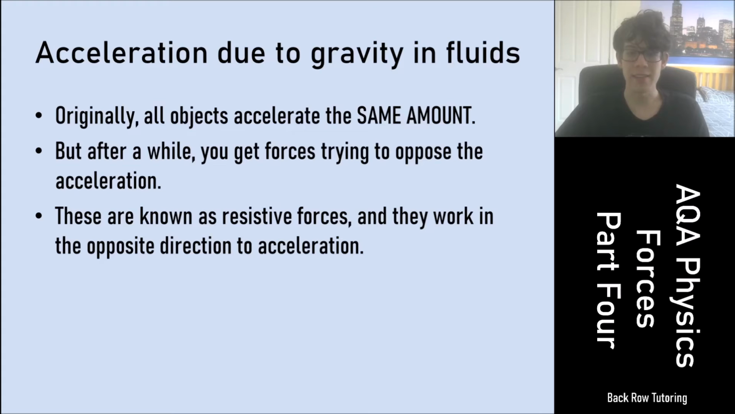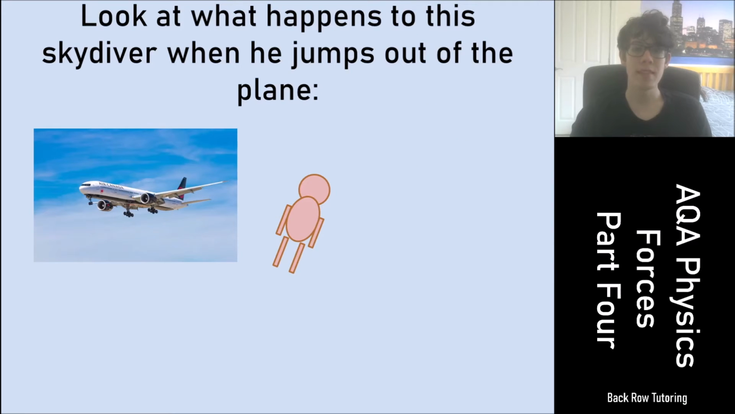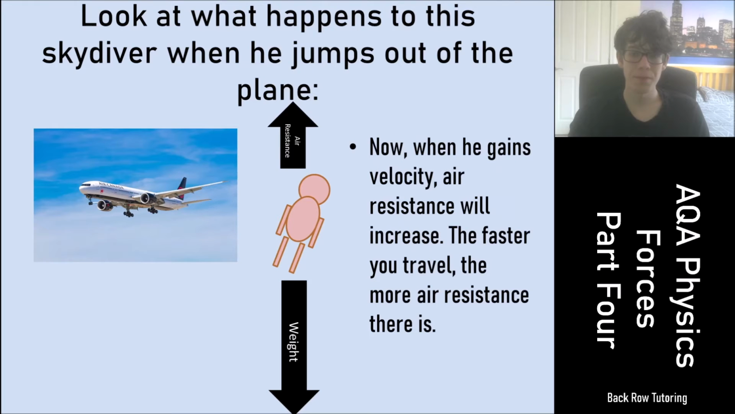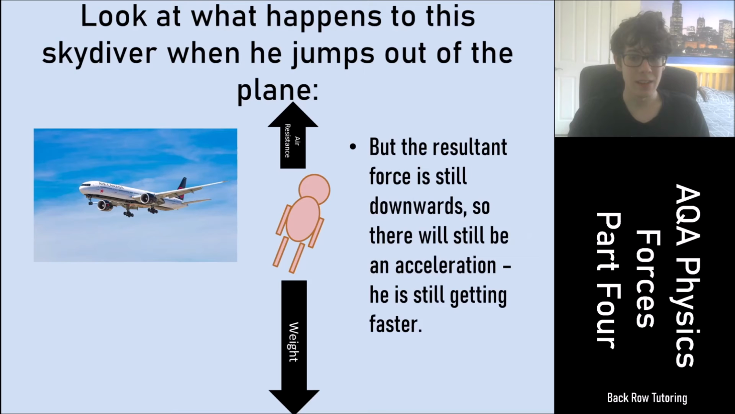Originally, all objects accelerate the same amount, but after a while, you get forces trying to oppose the acceleration. These are known as resistive forces, and they work in the opposite direction to acceleration. Look at what happens to this skydiver when he jumps out of the plane. When the skydiver first jumps out of the plane, there is a weight causing an acceleration downwards. Now, when he gains velocity, air resistance will increase. The faster you travel, the more air resistance there is.